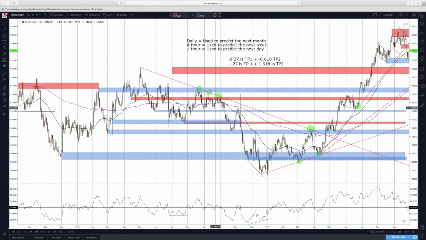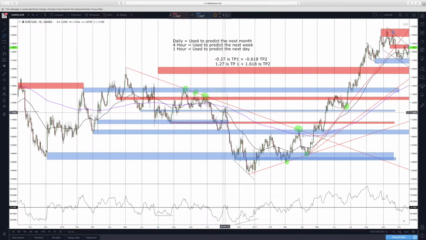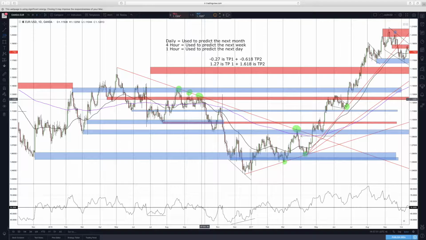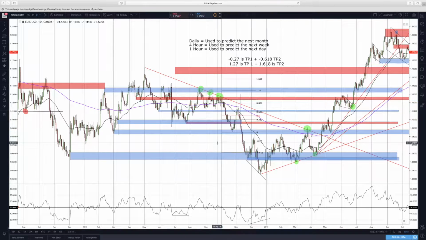So in this case, I'm going to grab my fib tool. Now I'm going to draw it from this one here. So we have the high right up here, and then we have the lowest point right here. Boom. So we have that drawn out.